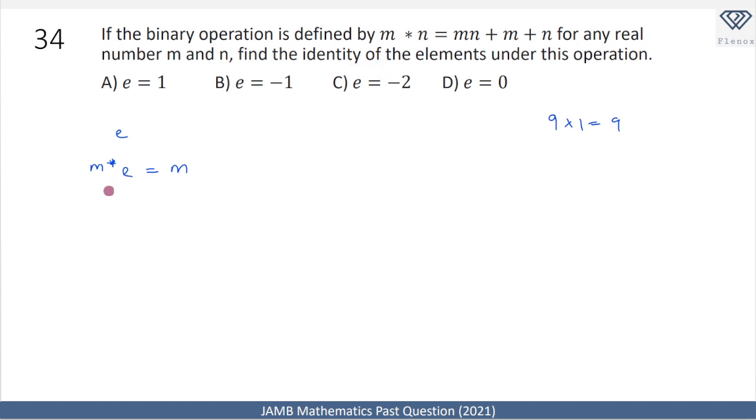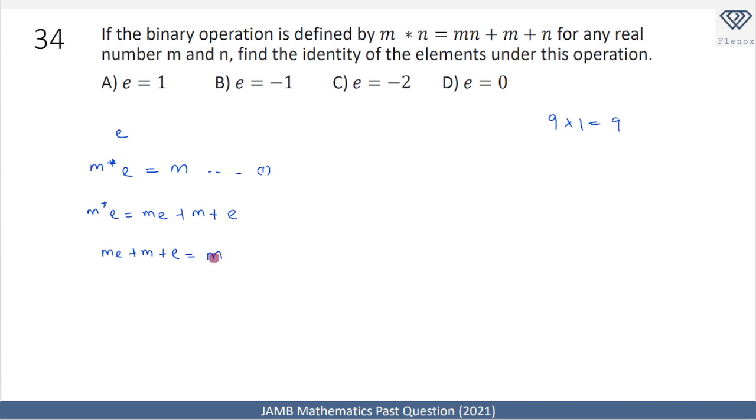Now we can apply this concept into what we have over here. So we know that M star E is equal to M. We can call this equation 1. At the same time, we can expand M star E using the definition that I've been given over here. We know that M star N is MN plus M plus N. So M star E will be equal to what? ME, replacing N with E, plus M plus E, right? Yeah, fantastic. So what can we do? We can equate these two sides together. So ME plus M plus E must be equal to M over here.